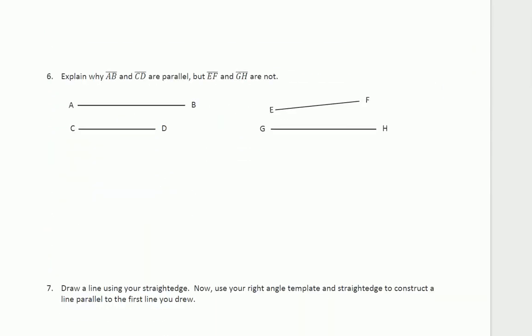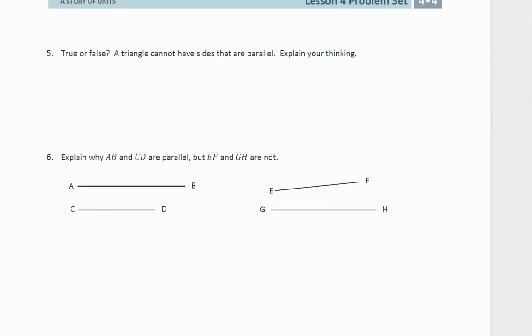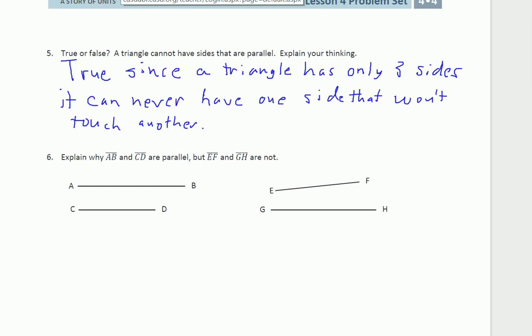Okay, welcome to the last slide. True or false? A triangle cannot have parallel lines. Think about that and explain your answer. If you said true, you're right. Because a triangle only has 3 sides, you can never have one side that won't touch another side. That's why a triangle will never have parallel lines.